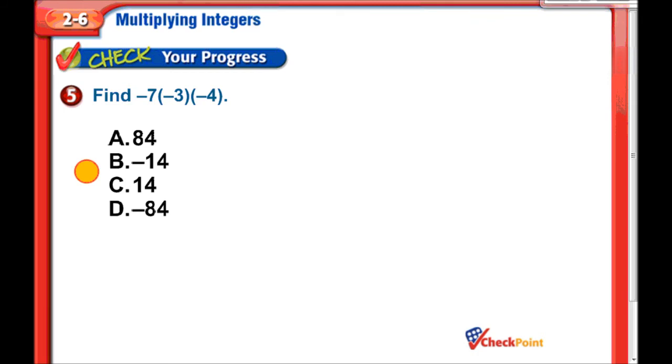Now we have 3 numbers we have to multiply. So how do we handle this? Well, we handle it one step at a time. So we have negative 7 times negative 3 times negative 4. Just as we would with order of operations, we work our way from left to right. So we'll start with our negative 7 times negative 3.